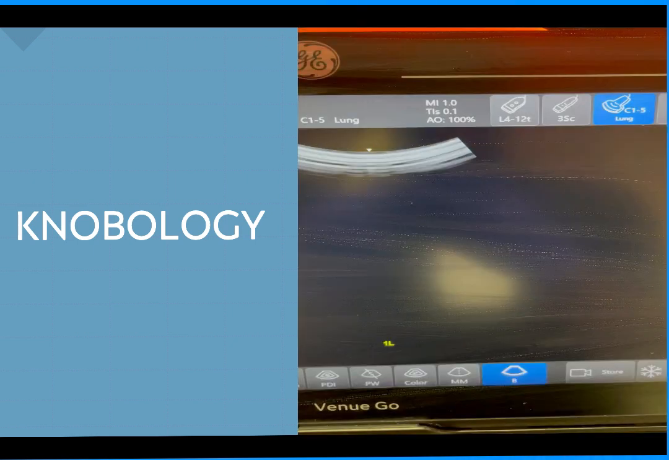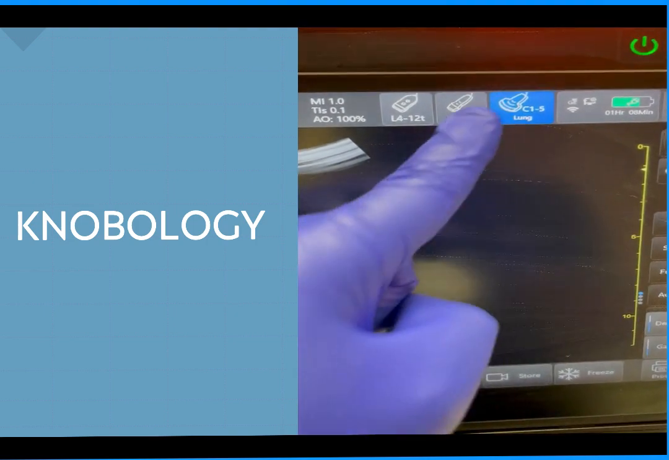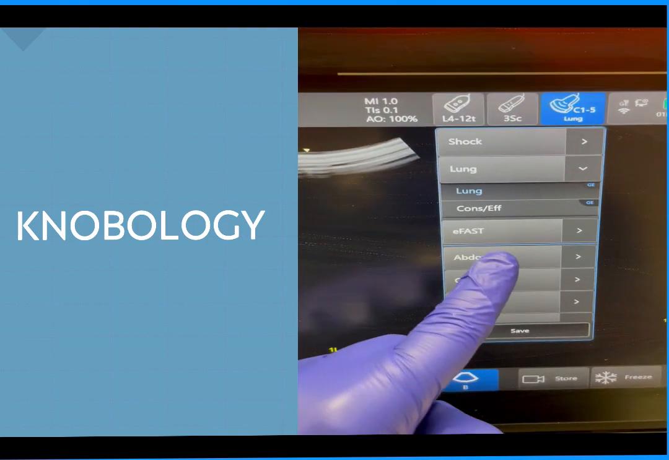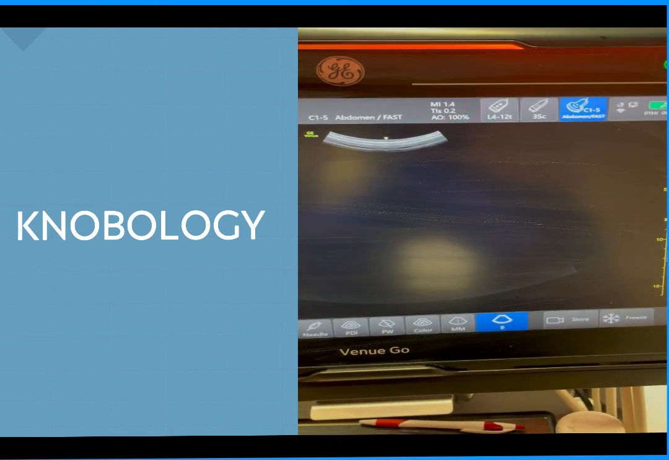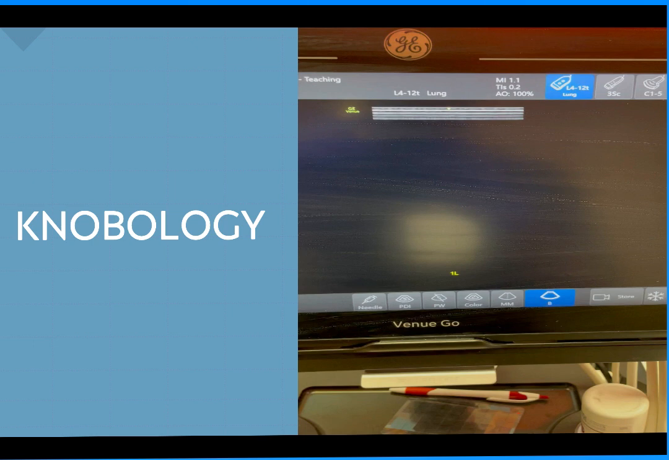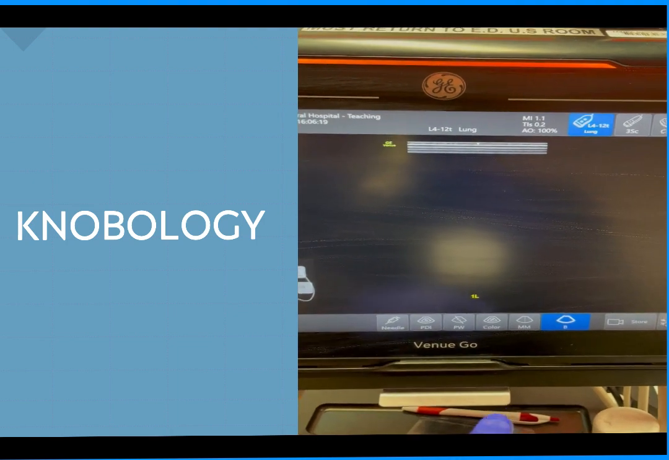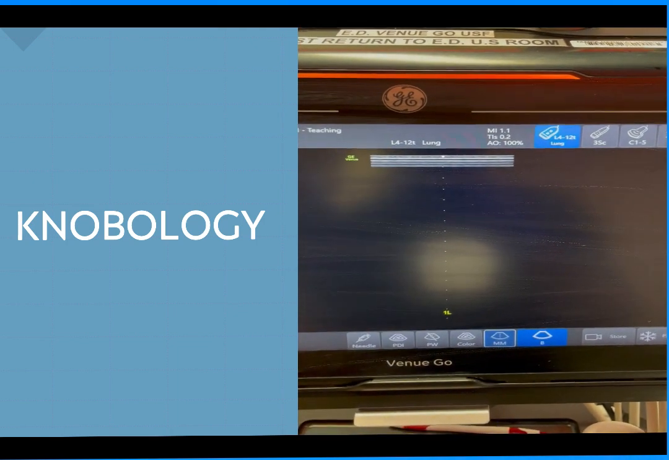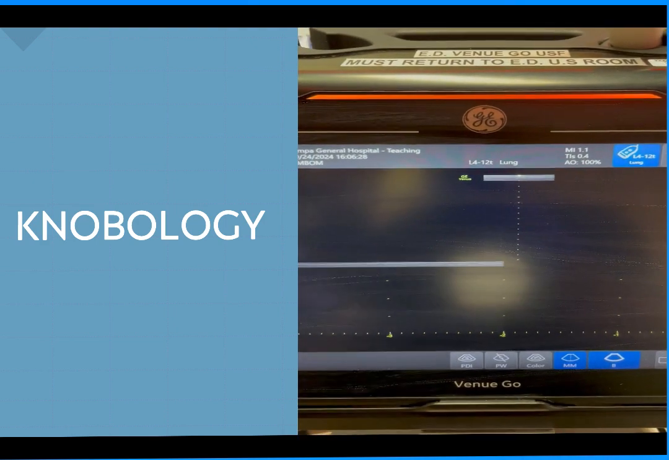This next video is going over how to get to the abdominal preset on the curvilinear probe. If you want the abdominal preset on the curvilinear, now you're on the abdominal preset. And this last video is going over how to use M mode on the linear transducer. All right, so we're on the lung preset. If you want to get to M mode, you literally hit the M mode. This line comes up, and then you hit it again. And then it switches to the M mode preset.